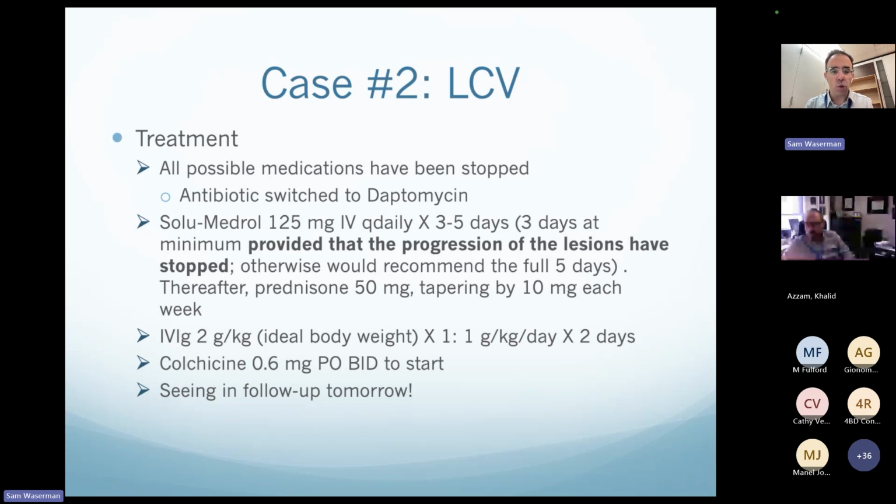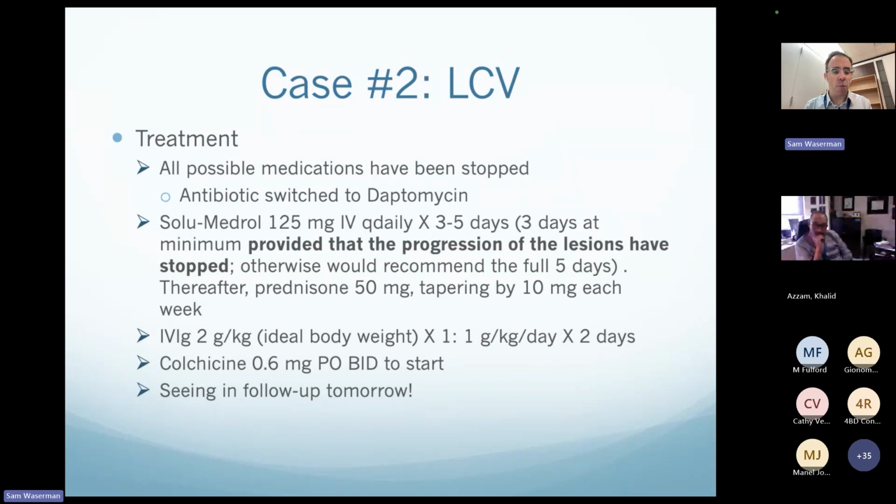When I spoke to the residents, because the patient was kind enough to come see us at the Boris Clinic, the goal was to ensure that the progression of the lesions had stopped. Otherwise, I would have recommended the full 5 days. But thankfully, after those 3 days, the progression of the skin lesion stopped.